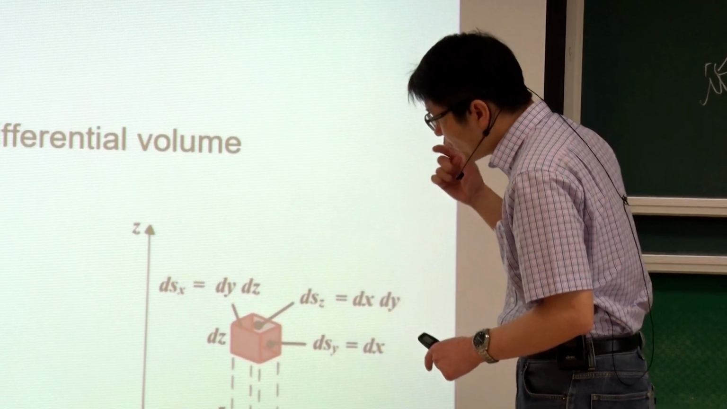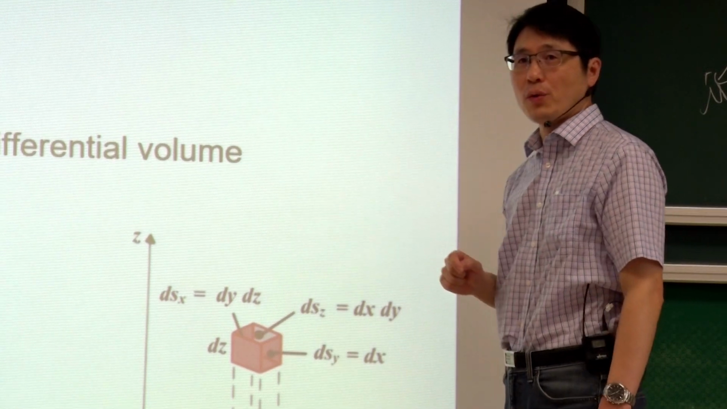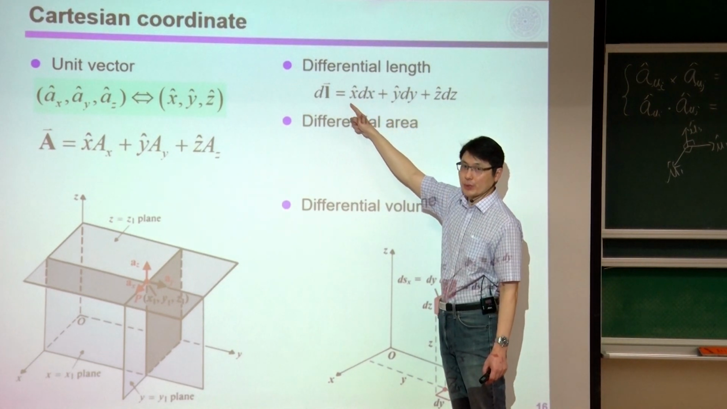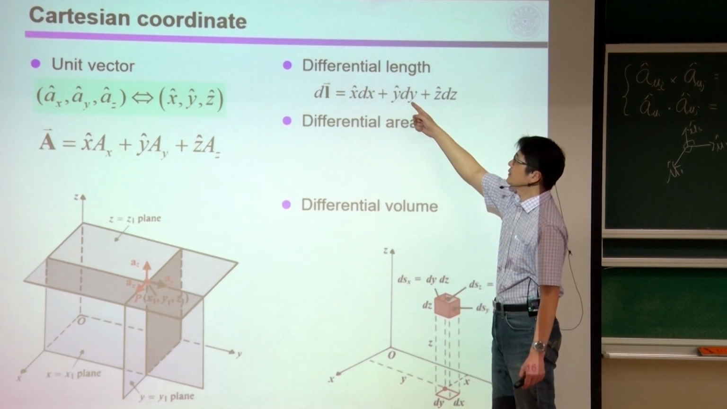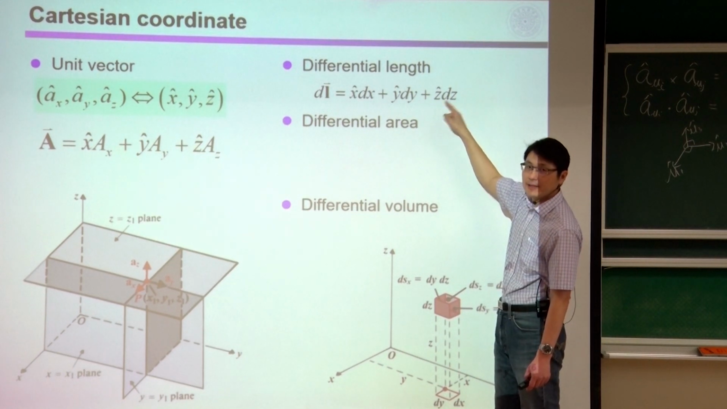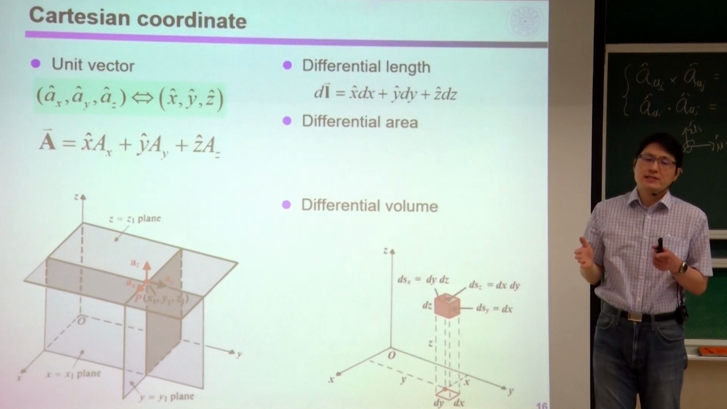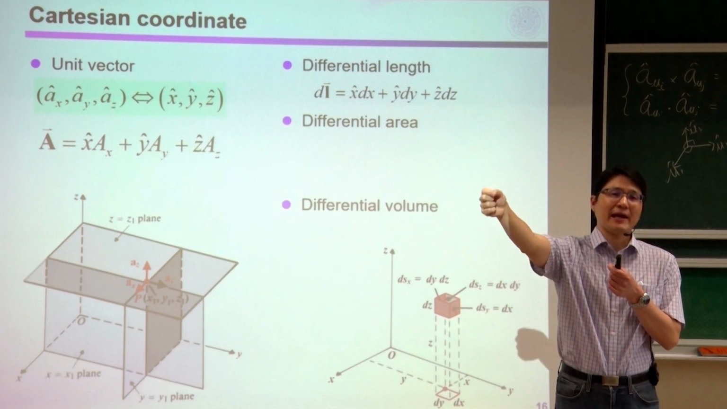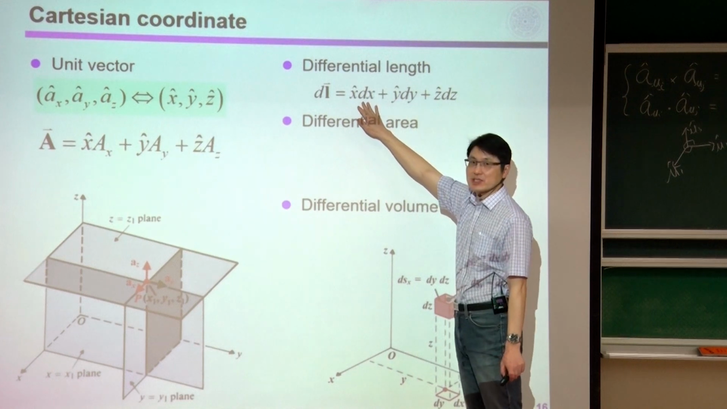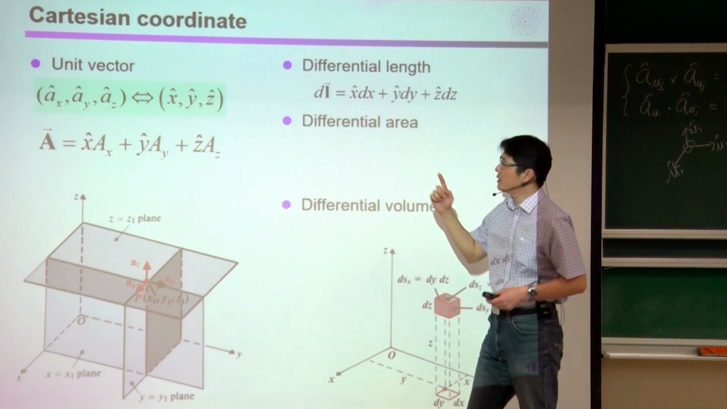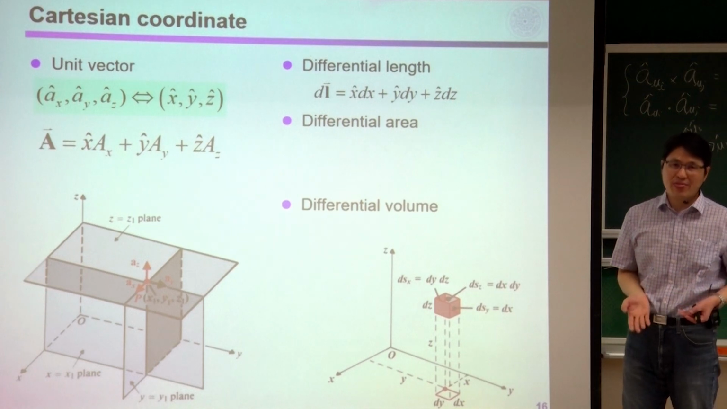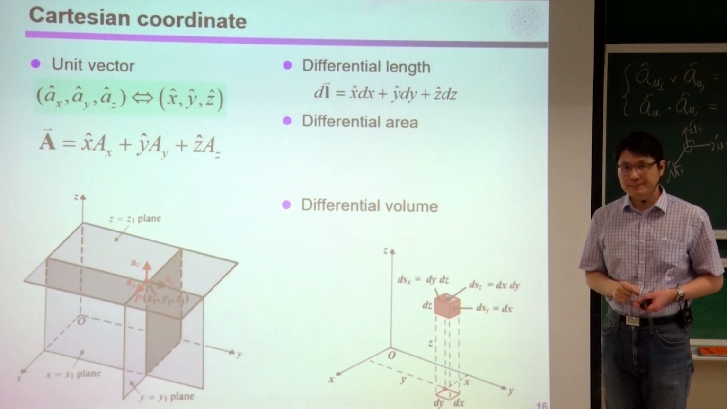So on this cubic, if you want to travel across to the diagonal point, we have to travel by a distance of dx in the x direction, plus dy, the distance in the y direction, and dz in the z direction. So in essence, if you want to move to the diagonal point on this cube, you have to travel the sum of these three distances. Okay? So the result is a vector. This is called the differential length for a Cartesian coordinate.